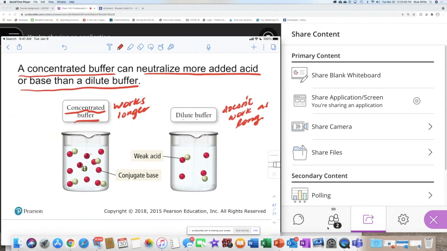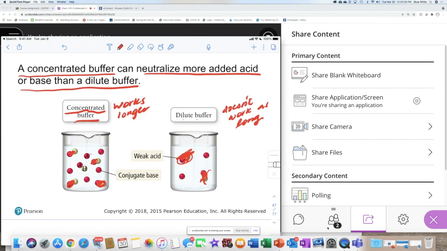So if the weak acid neutralizes the base, this part is gone. If it neutralizes again, it's gone. And then you're empty, and you have to dump the solution out and make some more. But if you have a lot of a concentrated solution, you have to use up all the chemicals first before it runs out.